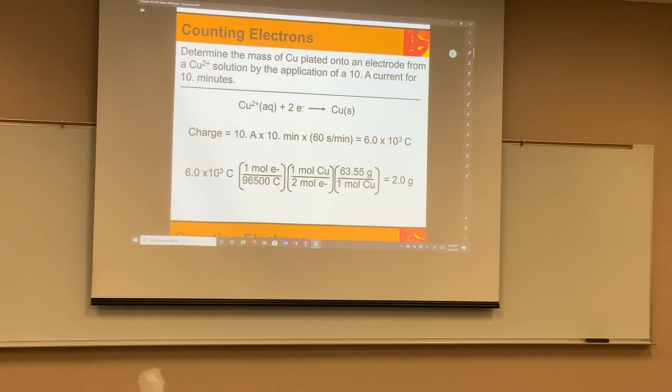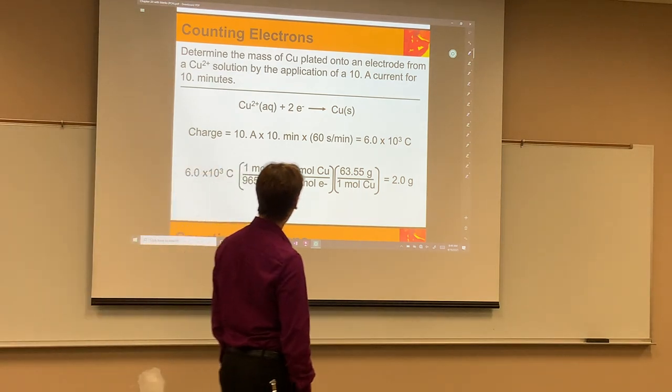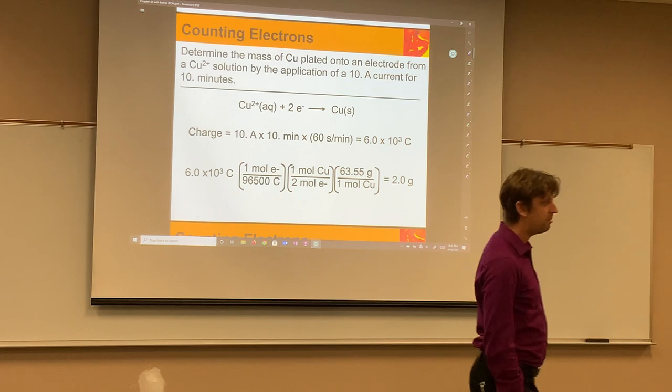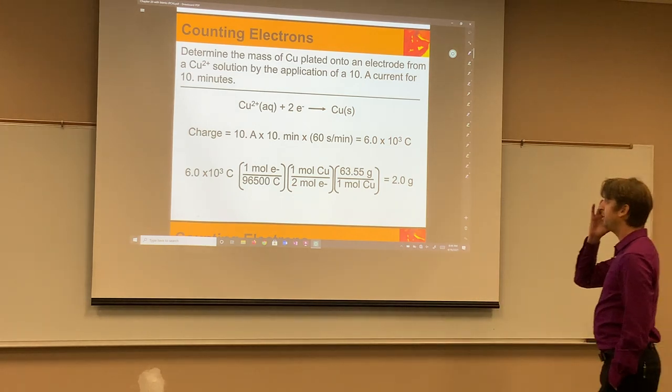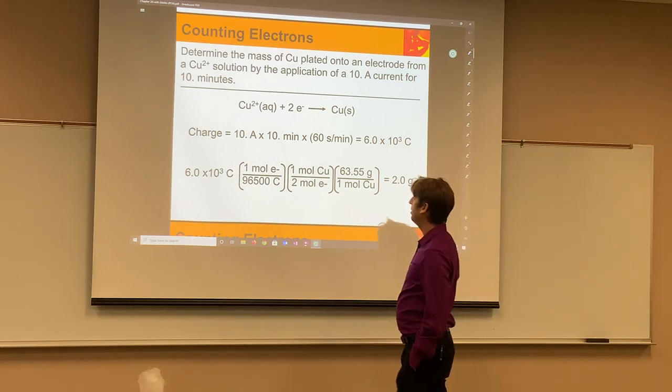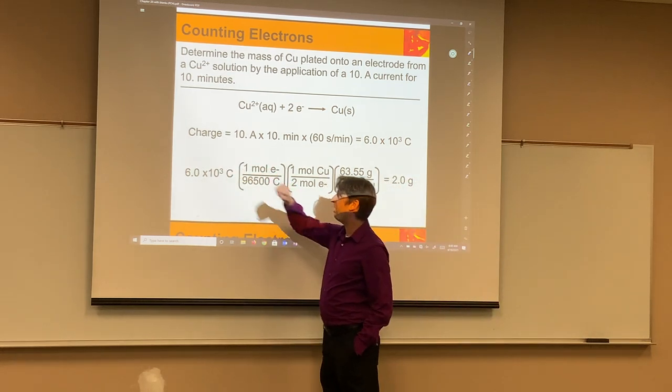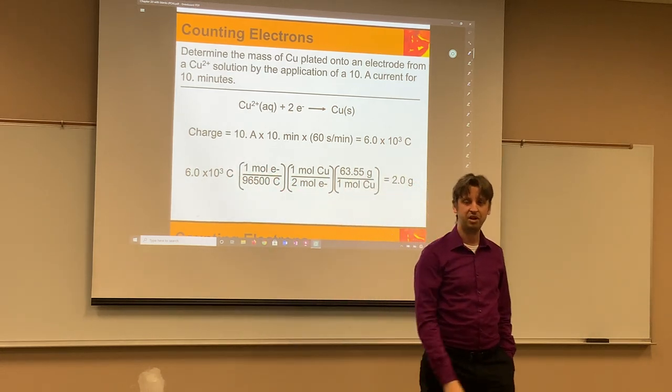Typical question: determine the mass of copper plated onto an electrode from a copper 2 plus solution by the application of 10 ampere currents for 10 minutes, okay? So they give us some amps and an amount of time, and they ask us how much of the copper gets plated. So first things first, figuring out our charge. That's the first thing we've got to do.